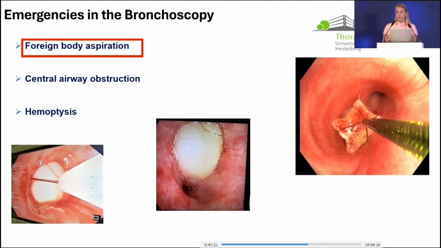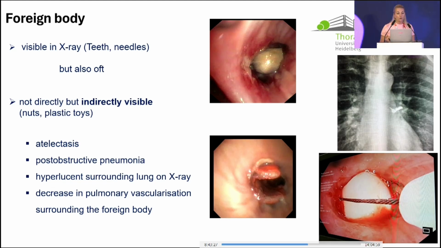Starting with the foreign body aspirations, what kind of foreign bodies do we have? We have those visible in X-ray. This is the easy case. So teeth, needles, and metal parts of tools which can be swallowed. But we have also foreign bodies which are soft, which are not visible in X-ray. And then the anamnestic of the patient is really, really important.